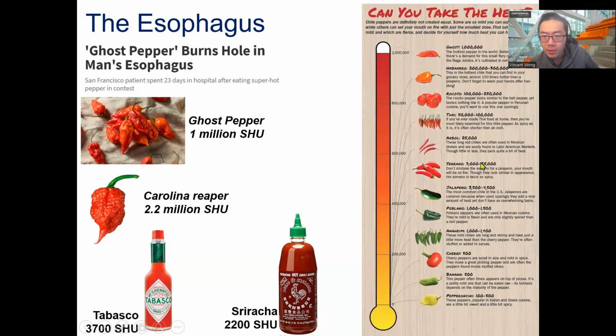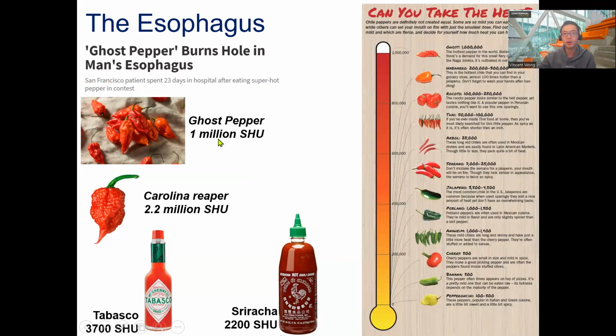I can't really see it. It's kind of pretty small. Oh, jalapeno is right here. So jalapeno is about 3,500 to 4,500 units, right? Still a little bit manageable for a lot of people, right? A lot of people have jalapeno on their pizza, for example.